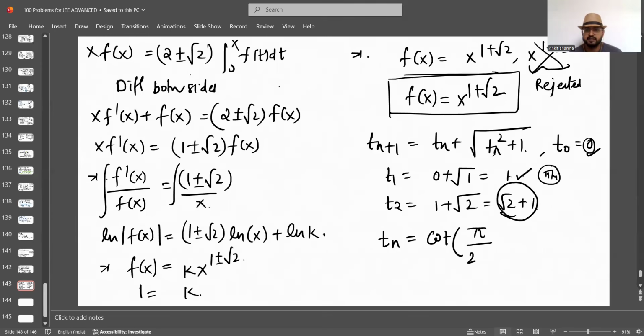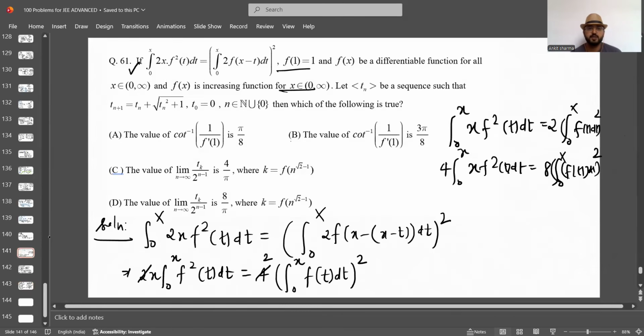That means I'll think of generalizing this sequence. Can I take Tn equal to cot of pi over 2 to the power of something, so that I get 0 at index 0, and at 1 I should get pi by 4? That means I'll write n plus 1 basically. So if I take Tn equal to cot of pi over 2 to the power n plus 1, then if I plug in 0, I get cot pi by 2, which is 0. Then T1: 1 plus 1 is 2, pi by 4 is perfect. This is pi over 8, which gives 2 plus 1. So yeah, this is my sequence, Tn equal to cot of pi over 2 to the power n plus 1.